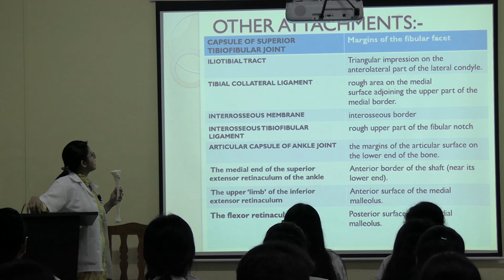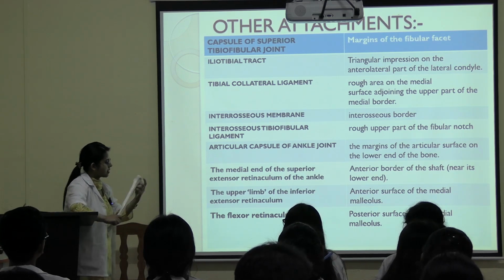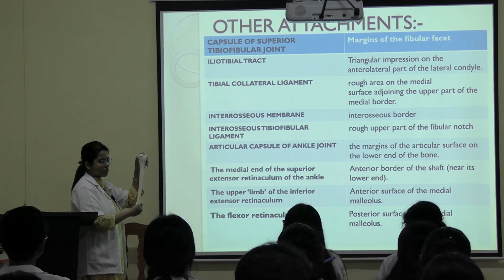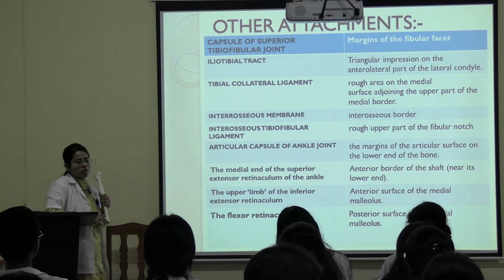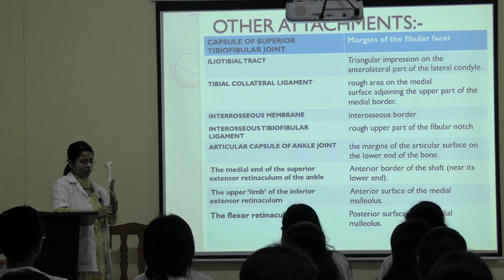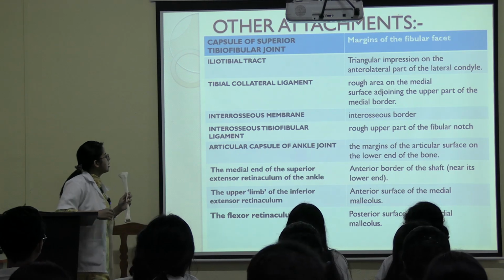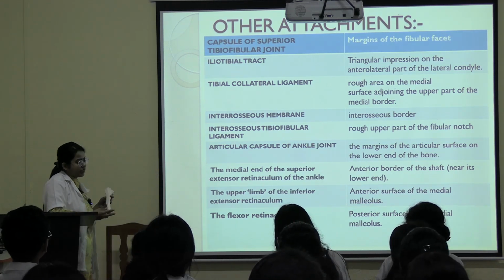Clear? Next is tibial collateral ligament or medial collateral ligament. It will be present in the medial border. As I said, anterior surface and medial surface will have this medial collateral ligament. Now interosseous membrane, obviously in the interosseous border or lateral border, with which it will connect with fibula. Clear?